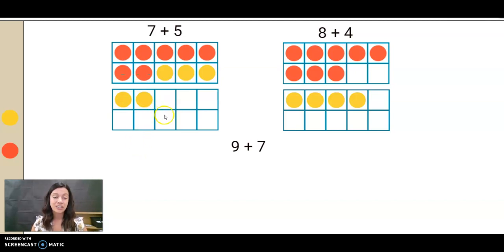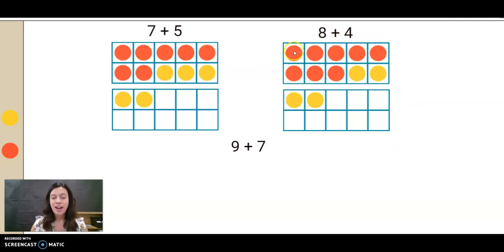We got the correct answer, but we were more efficient because we made that group of 10 and just counted on 11, 12. Let's try it again with the problem 8 plus 4. Again, I have my two 10 frames. I have modeled my 8 red counters and my 4 yellow counters. So we are going to make a group of 10 by moving some of our yellow counters into our top 10 frame. We have made a group of 10. We can count on 11, 12.